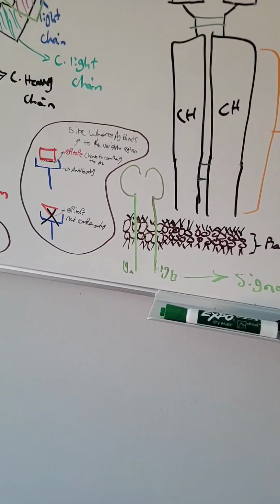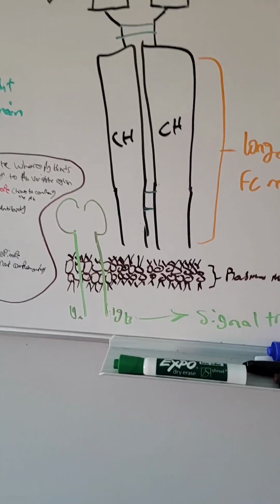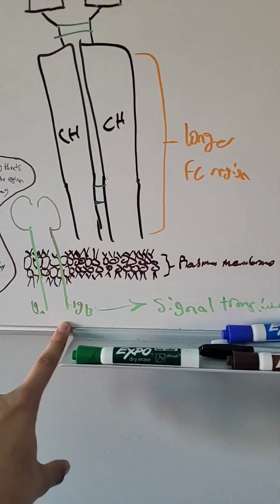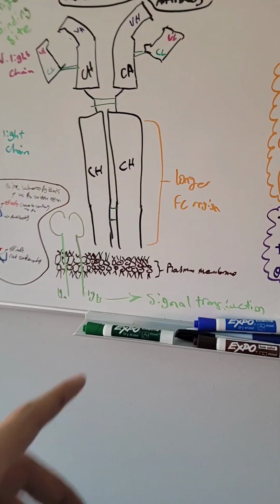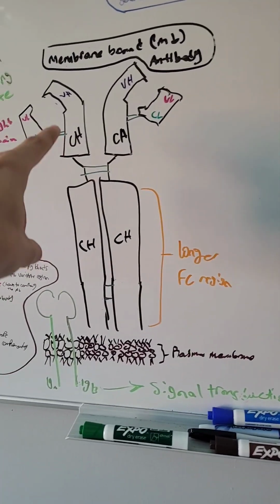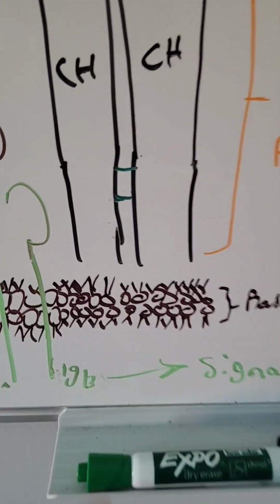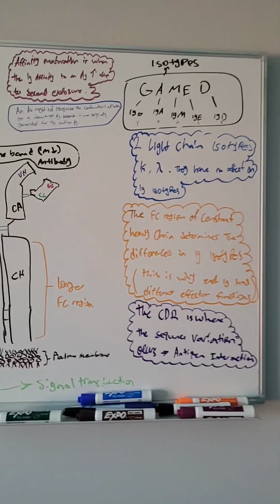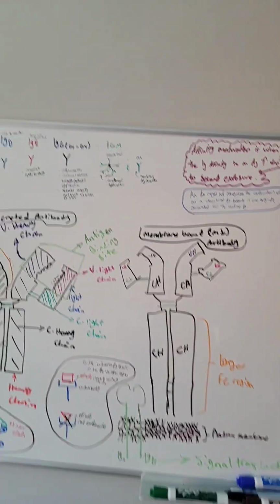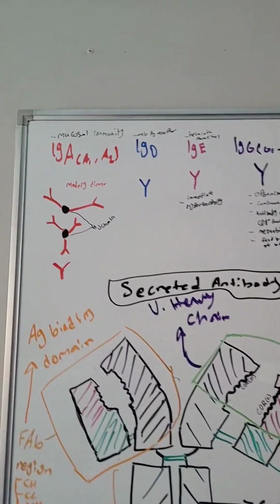And the other thing you have to know is that it has these invariant membrane-bound proteins called immunoglobulin alpha and immunoglobulin beta, and they're used for signal transduction. They basically recognize when this membrane-bound immunoglobulin has bound its antigen. They recognize that and say, okay, it's time to send the signal to the cell. All right.